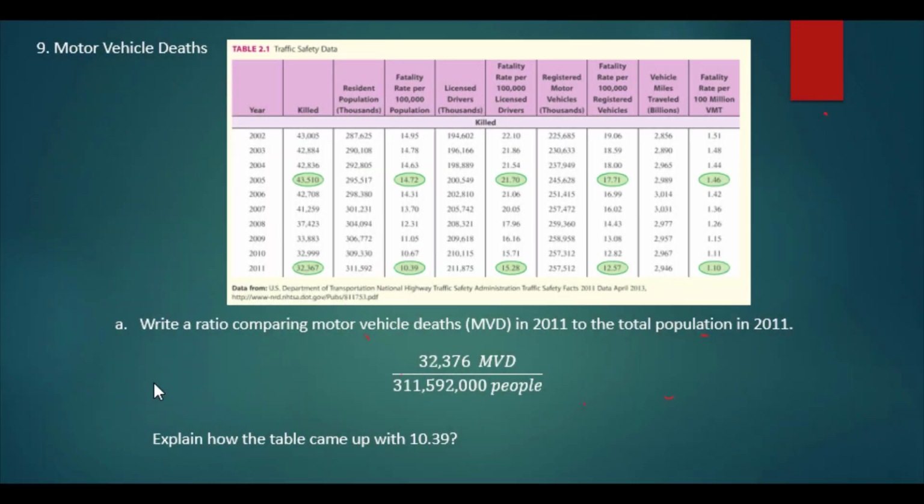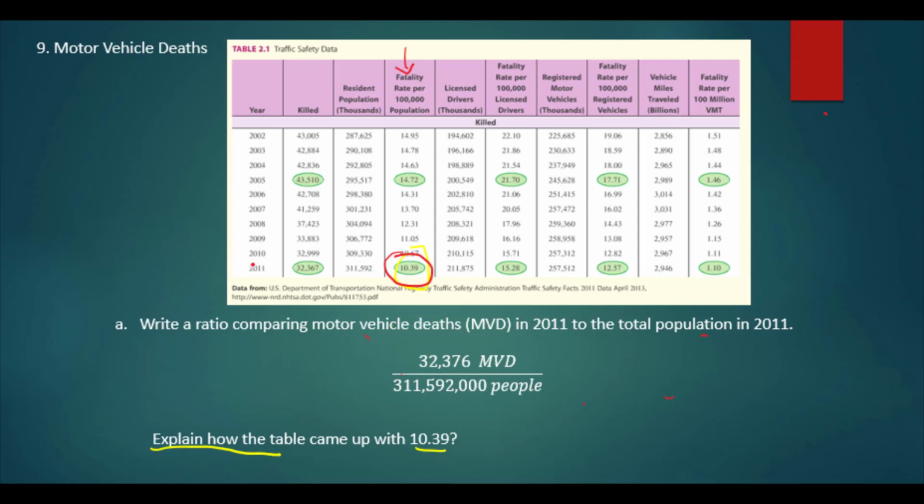Okay, the next question, they want you to explain how the table came up with 10.39. Well, here is our 10.39. Maybe I should make it a different color. 10.39 is right here. And that category is fatalities per 100,000 in the population.